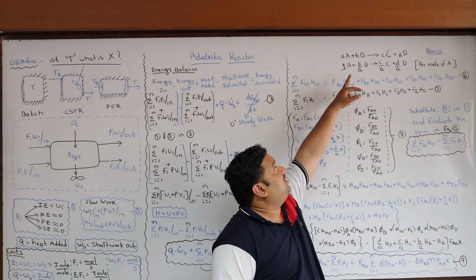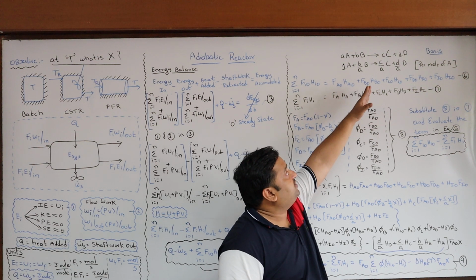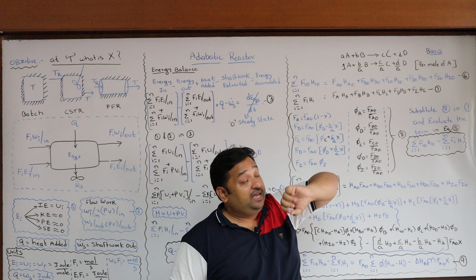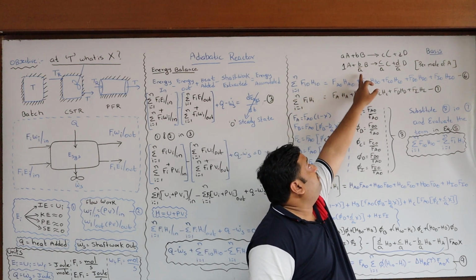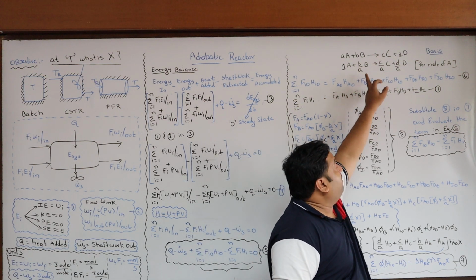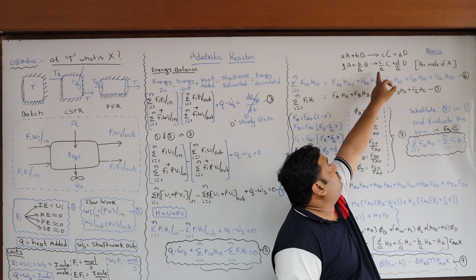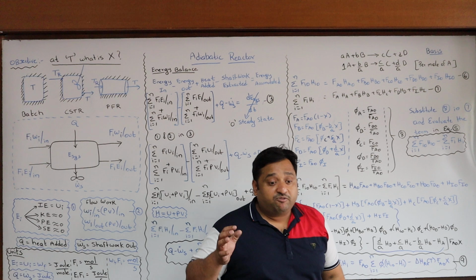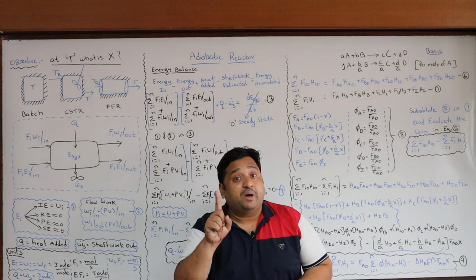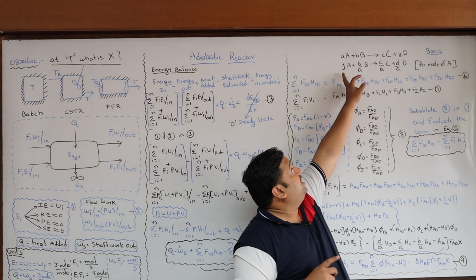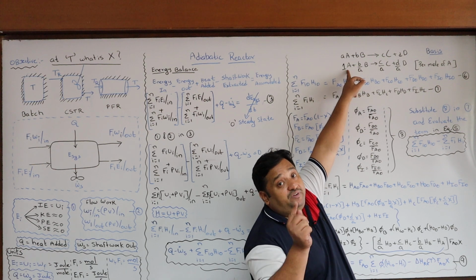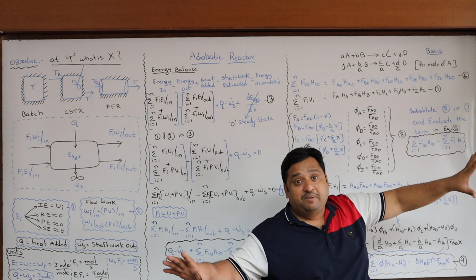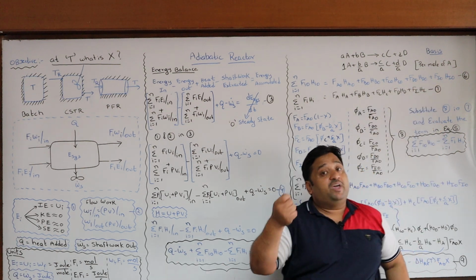Here, a moles of A plus b moles of B gives rise to c moles of C plus d moles of D. If I divide the equation by a, 1 mole of A reacts with b by a moles of B to form c by a moles of C and d by a moles of D. We have to do everything in terms of per 1 mole of A, that is why the stoichiometric coefficient of A should be 1, because the basis for this energy balance is per mole of A.